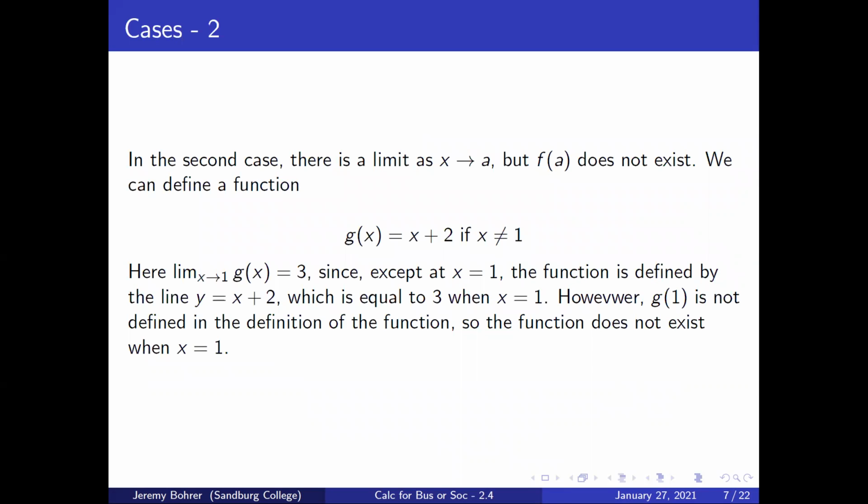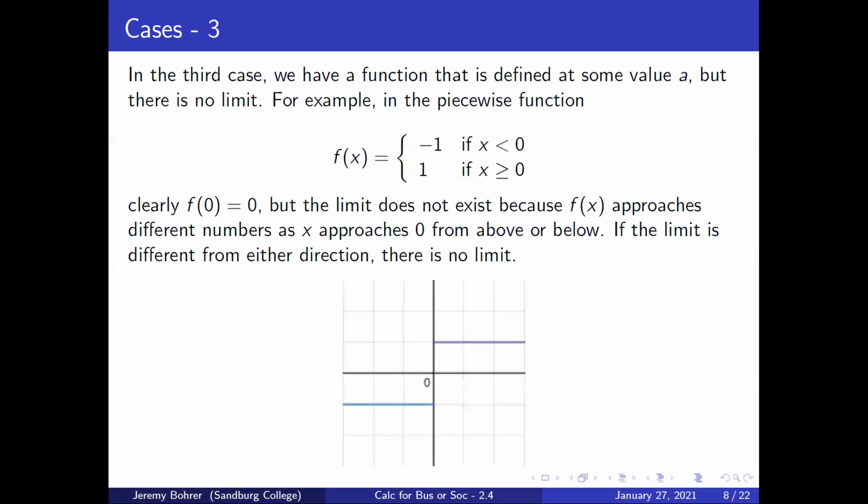It can be drawn without lifting your pencil from the page. In the second case, there is a limit as x approaches a, but f of a does not exist. We can define a function g of x equals x plus 2 if x does not equal 1. Here, the limit as x approaches 1 of g of x equals 3, since except at x equals 1, the function is defined by the line y equals x plus 2, which is equal to 3 when x equals 1.